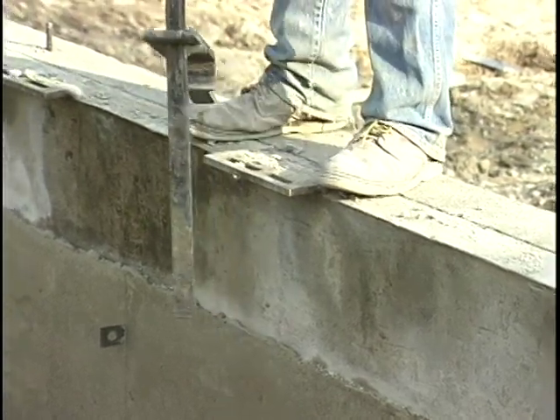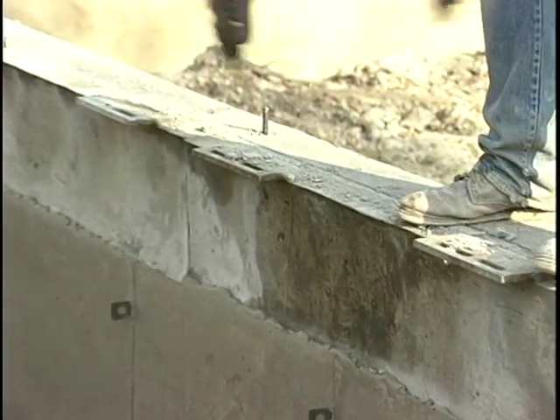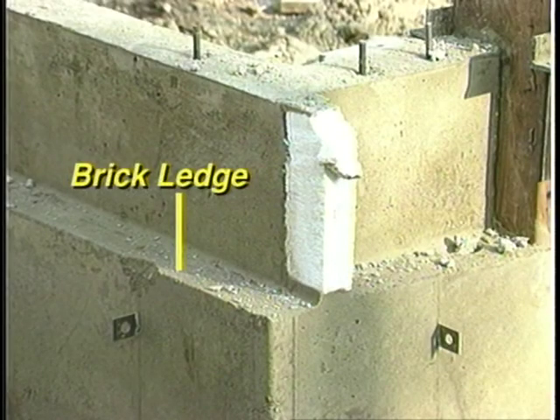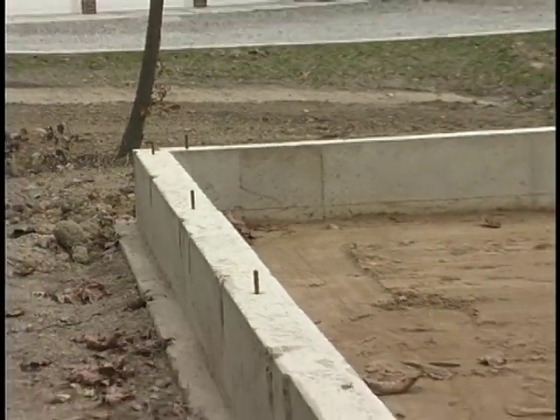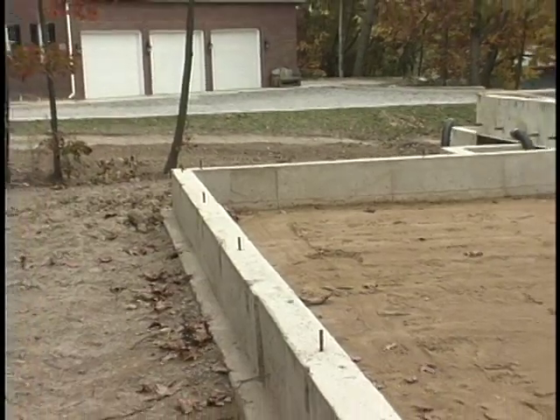Any forms for a brick ledge should be broken out and removed. A brick ledge is a small lower step formed along the outside top of the foundation wall for placing the first course of brick or stone veneer.